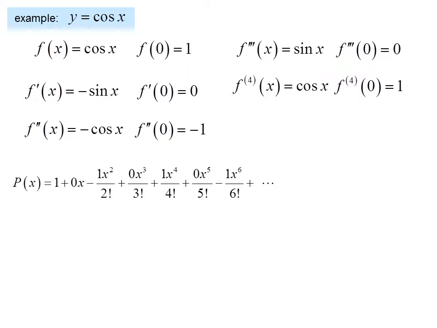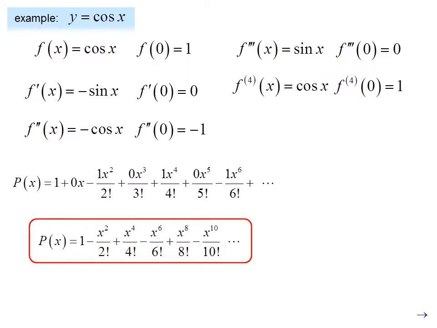Eliminating the terms with coefficients of 0, we get p of x equals 1 minus x squared over 2 factorial plus x to the fourth over 4 factorial minus x to the sixth over 6 factorial. And continuing the pattern, we get plus x to the 8 over 8 factorial minus x to the 10 over 10 factorial. And if we wanted to, we could keep adding terms for as many terms as we wanted or needed for our desired degree of accuracy.